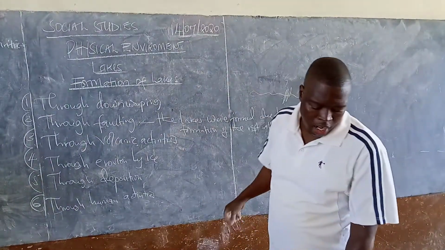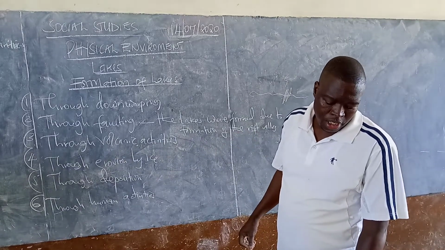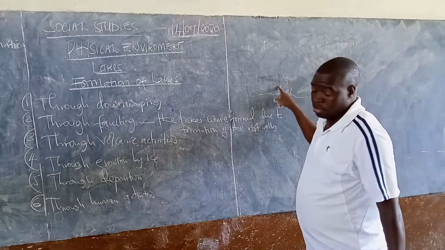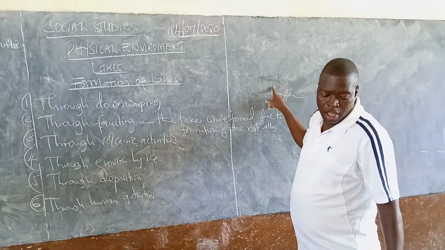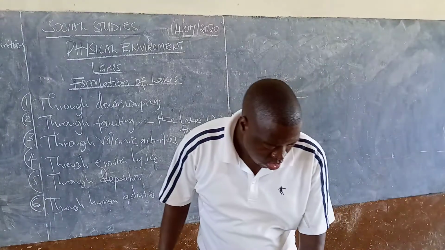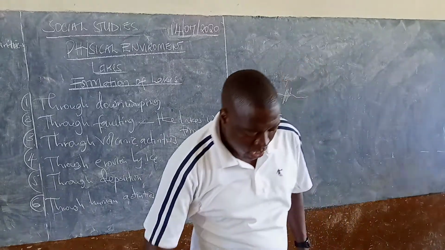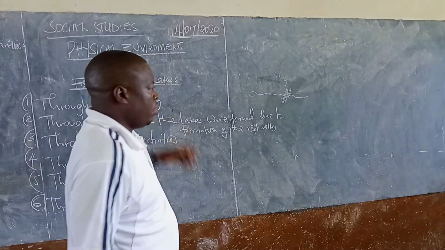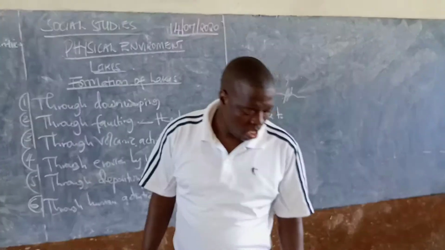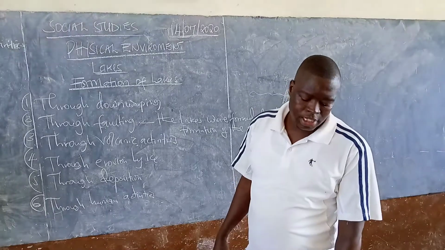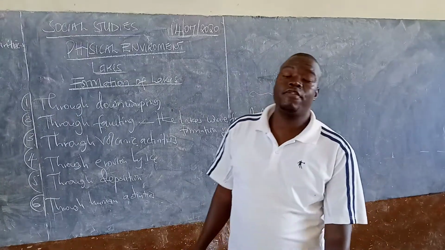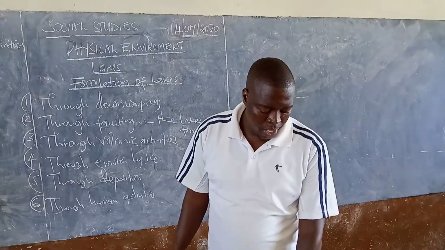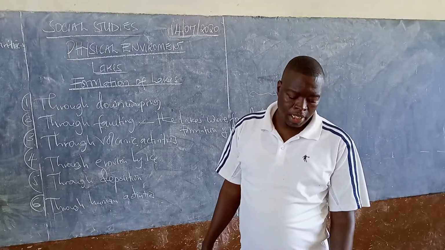Then after blocking that channel, there's water that will be collected behind this. So this water that is collected behind it acts as a barrier of lava. And what is going to happen? Of course, a lake will be formed. Examples of this are Lake Kivu in Uganda, Lake Tana in Ethiopia, and Lake Itasi in Madagascar.